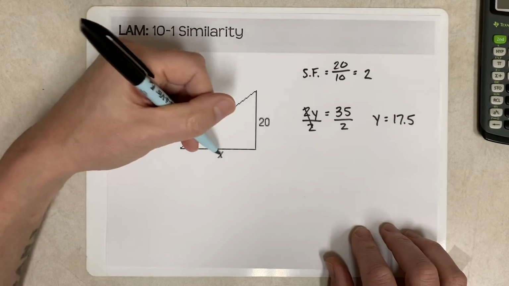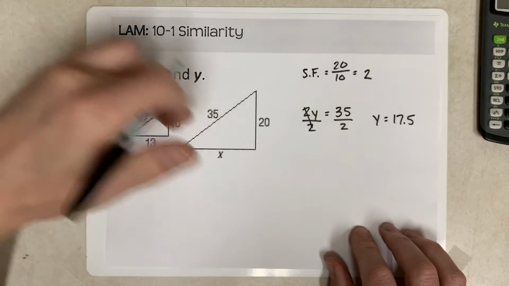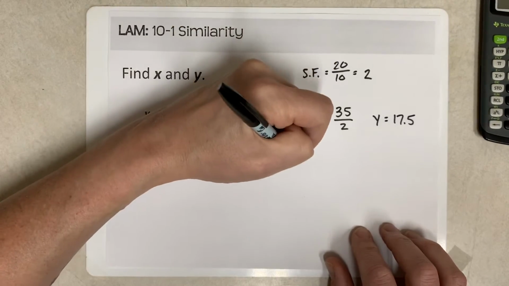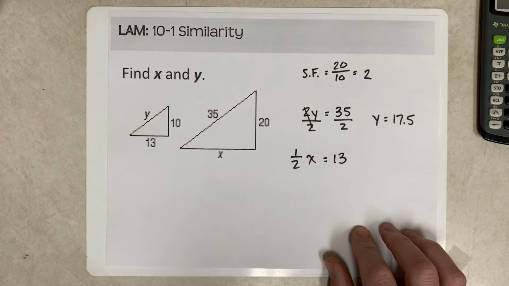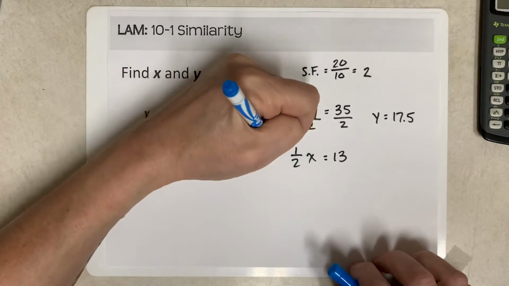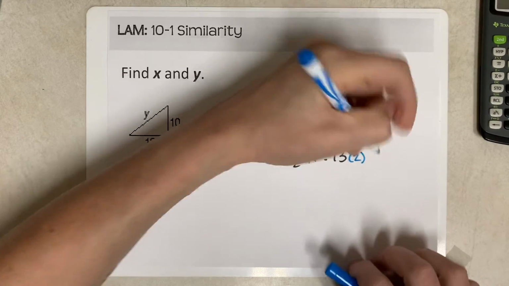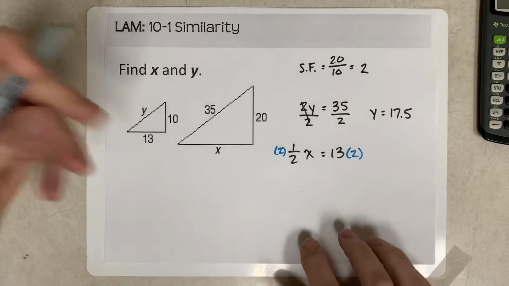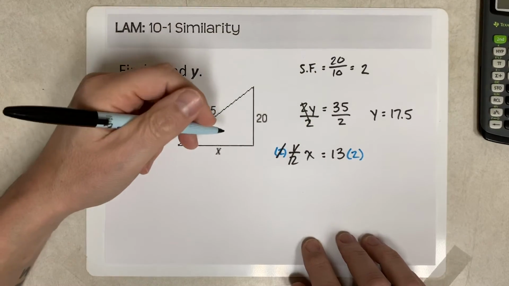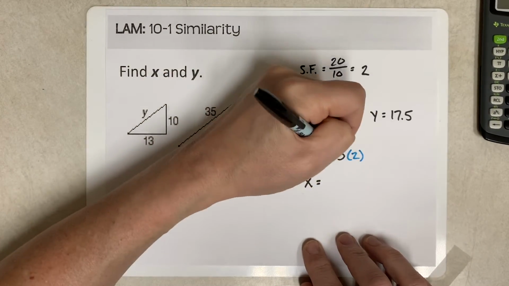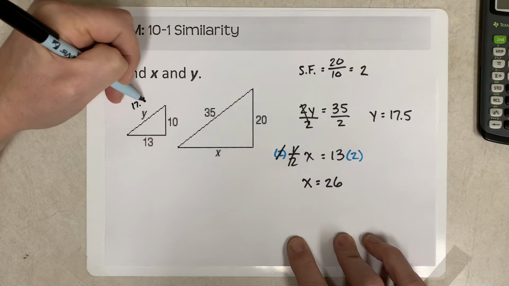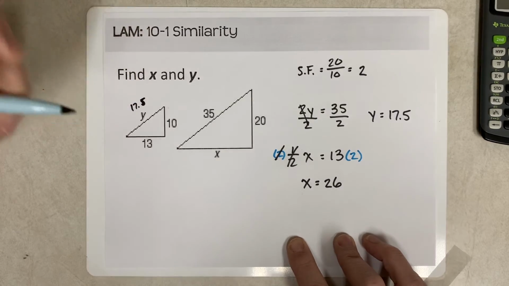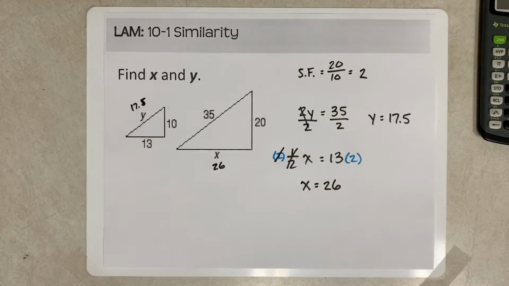Now we need to find x. Well, we're going from the big one to the small one. So we need to multiply by 1/2. So 1/2 of x is equal to 13. So to get rid of that 1/2, we are going to multiply by 2 on both sides. So if we do that, 2 and 1/2 cancel out because they're multiplicative inverses. X is equal to 13 times 2 is 26. So y was 17.5, and then x is 26 for that one.